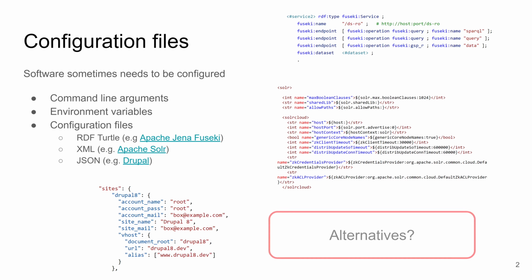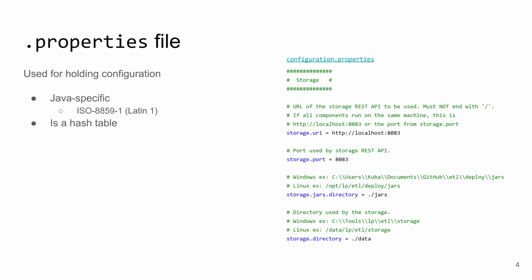But the question is, okay, if command line arguments are too simple and configuration files in those data formats are too complex, are there any alternatives? And there are, and today we will talk about those. And we'll start with something very, very simple, and that's a properties file. A properties file comes from Java world. It is Java specific, and it is very simple.